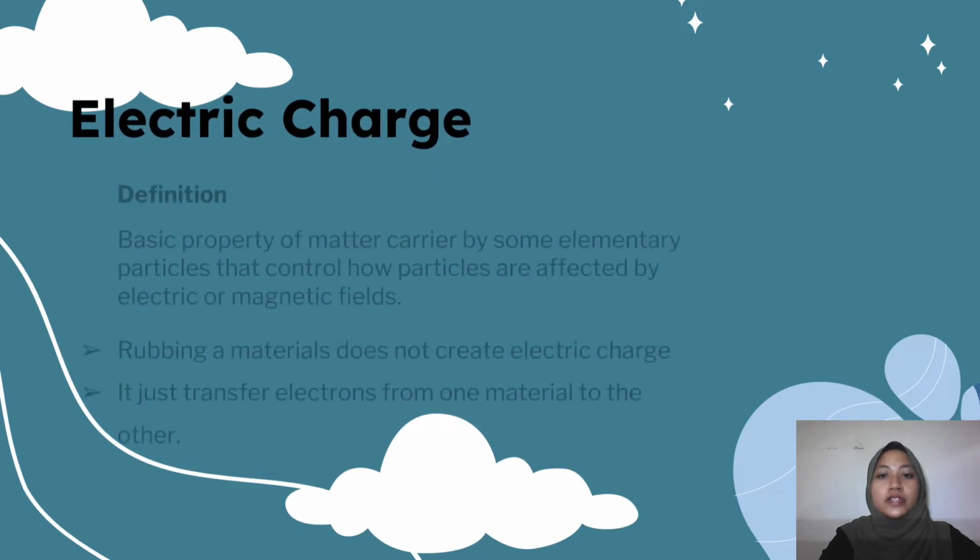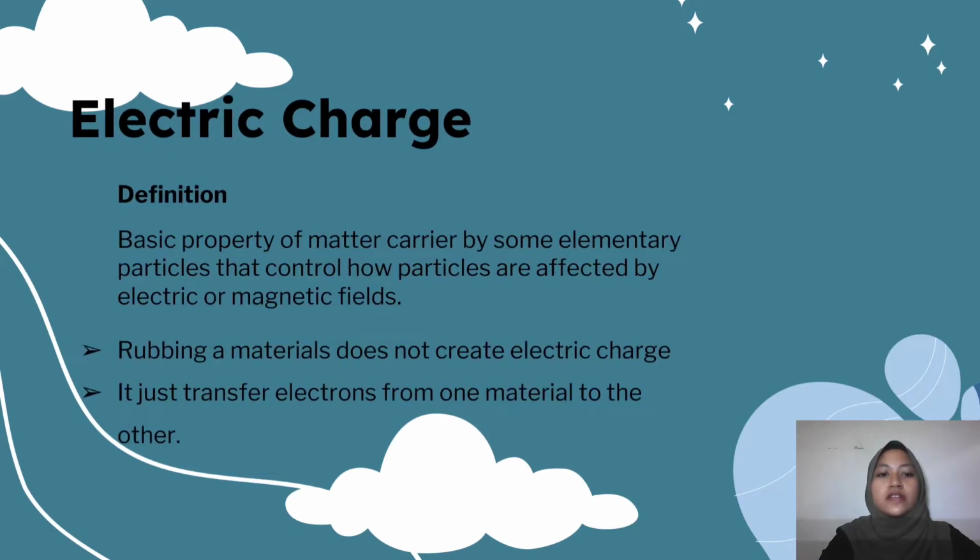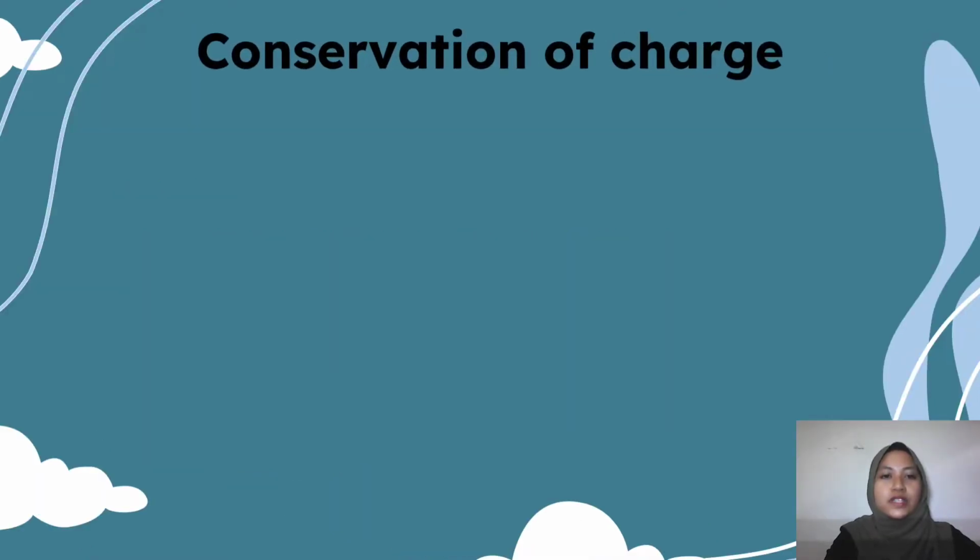Next is electric charge. The definition of electric charge is basic property of matter carried by some elementary particles that control how particles are affected by electric or magnetic field. If you're rubbing a material, it will not create any electric charge, but it will just transfer electrons from one material to another. Next is conservation of charge.